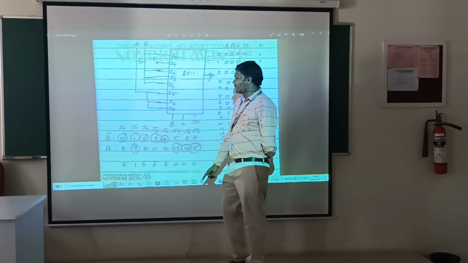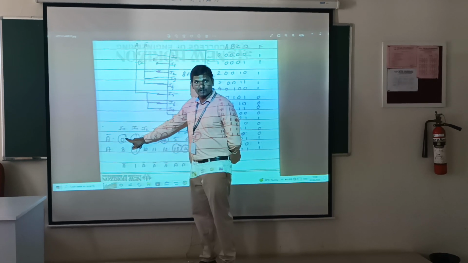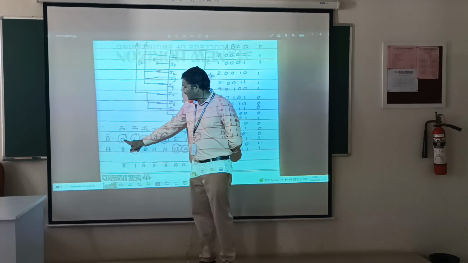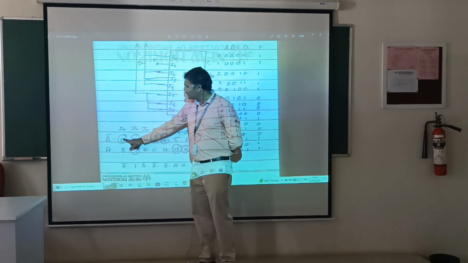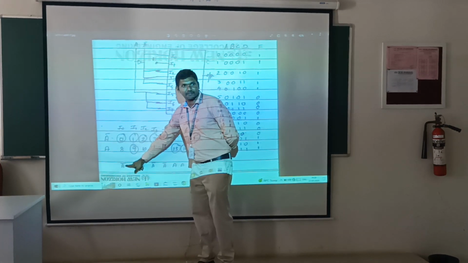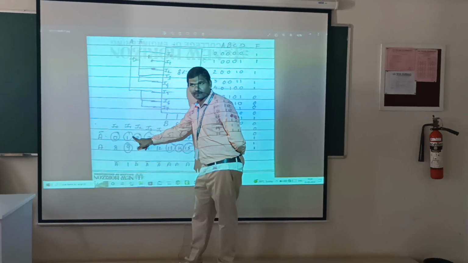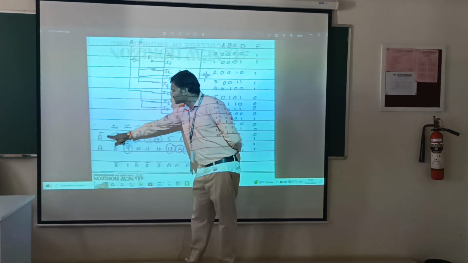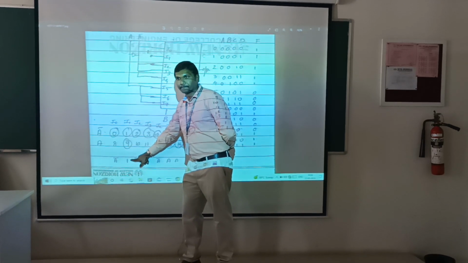Now we have to look into I0 values. One is 0, the other one is 8. And then which one have we encircled? We have encircled only 0. That corresponds to which variable? A dash. So I have to put A dash. Right? And the second one, both the values I encircled. A dash is also encircled, A is also encircled. In that case, you have to put 1.